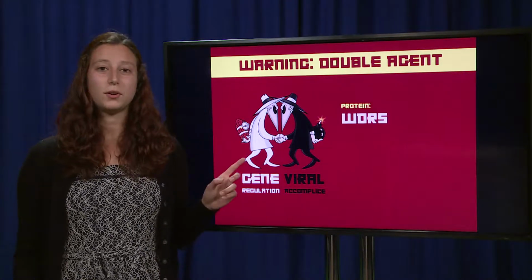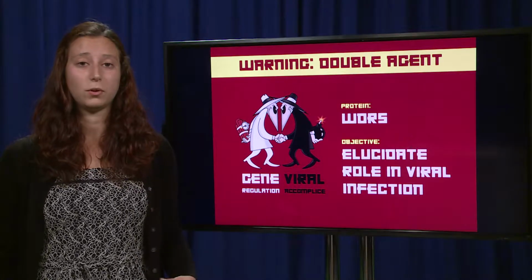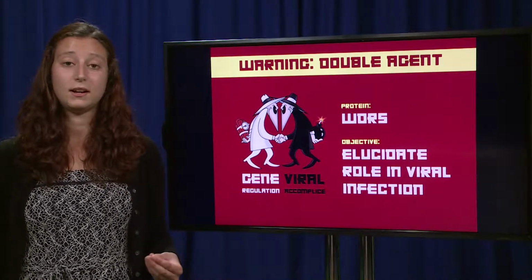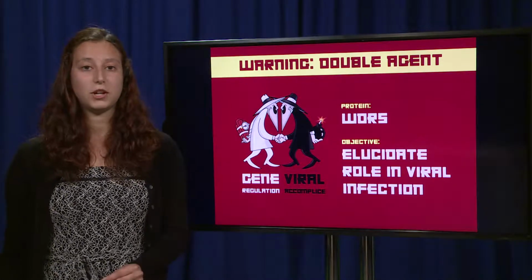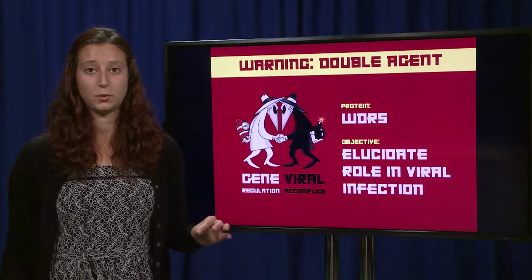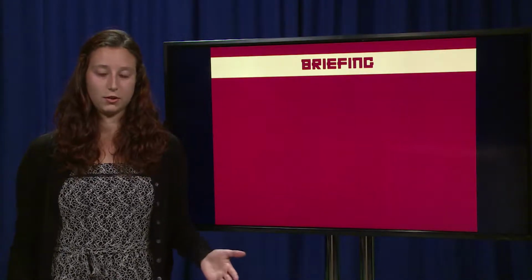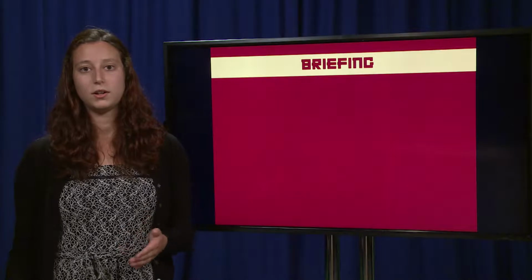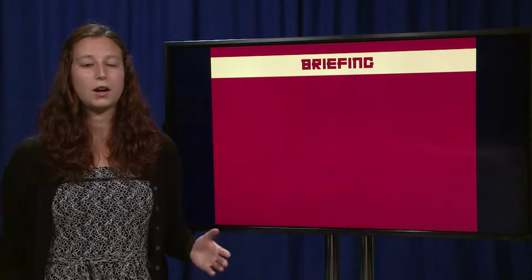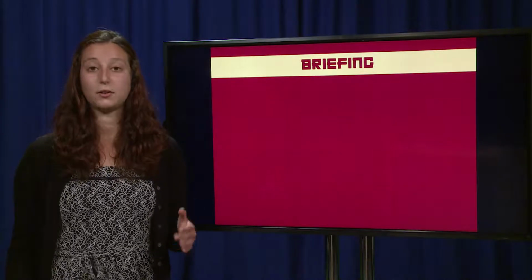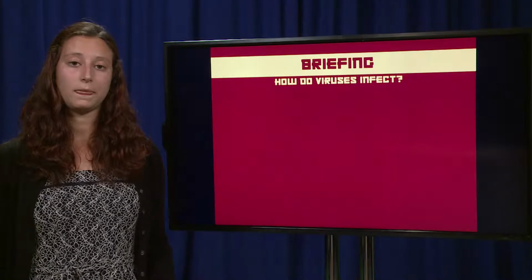His name is the protein WDR5, and our mission is to elucidate his role in viral infections like Zika, Ebola, HIV, and measles, and use that information to protect millions of lives around the world. Now, anyone who's ever read a spy novel knows that knowledge is power. So in order to better understand the role of WDR5 and other traitorous proteins in viral infection, we need to have a solid understanding of viral infection.